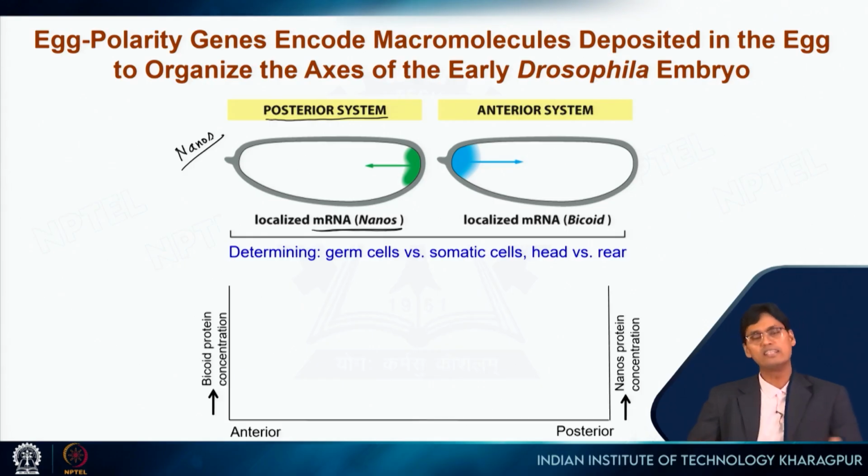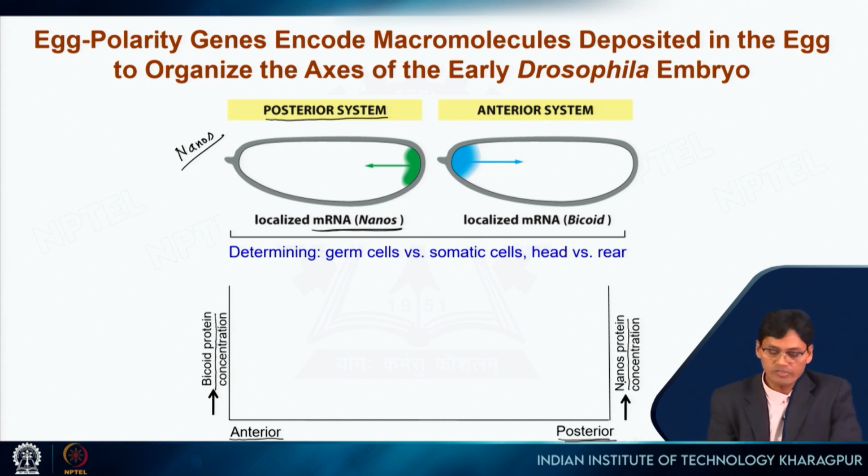So as a result of that, if I try to understand it in a little more detail, here I am mentioning on the x-axis, on the left side, the anterior side, and on the right side, the posterior side. And on this y-axis we are showing the bicoid protein concentration, and on this right-hand y-axis, the nanos protein concentration. So how does it look?